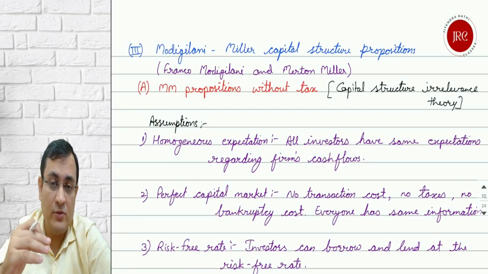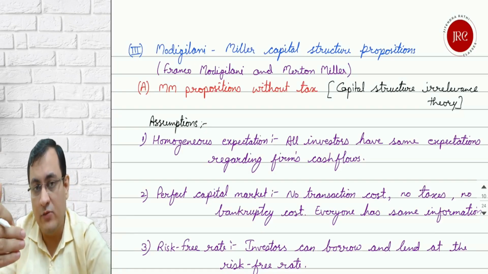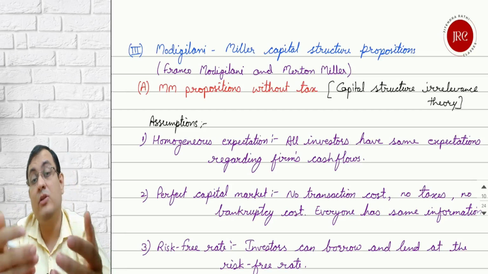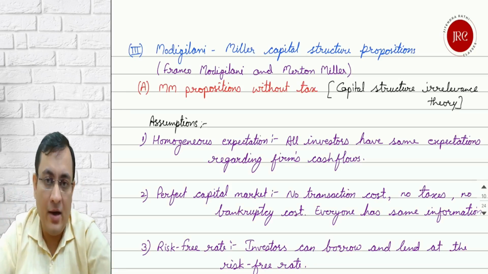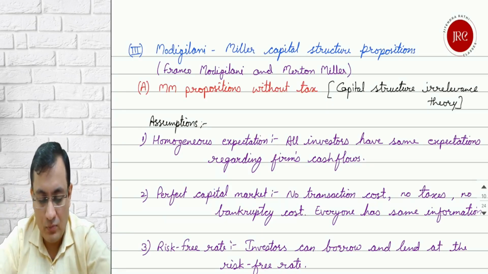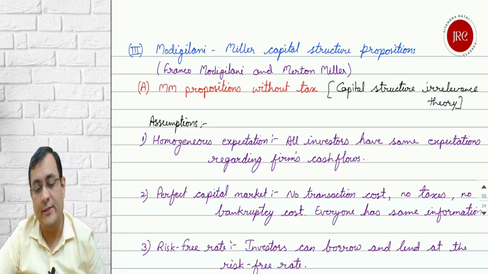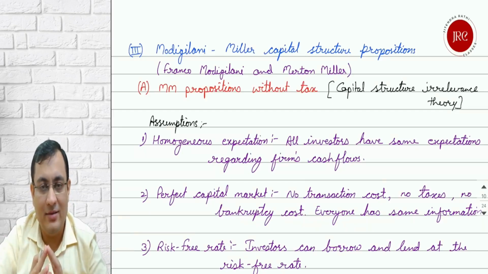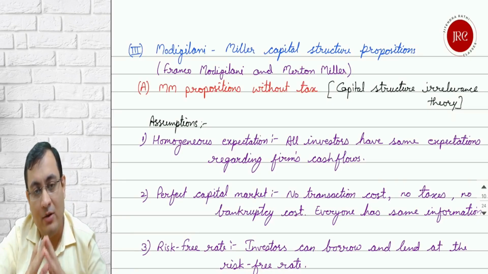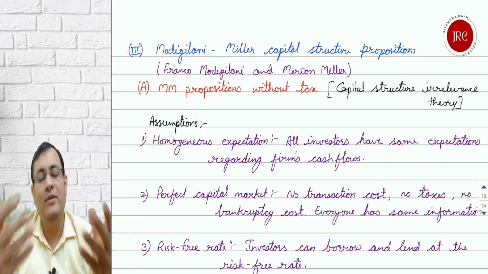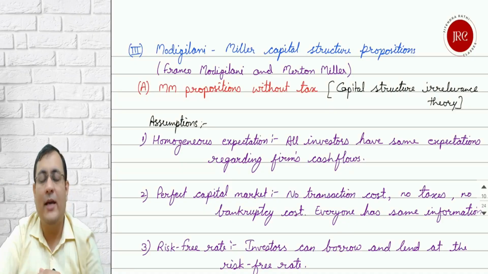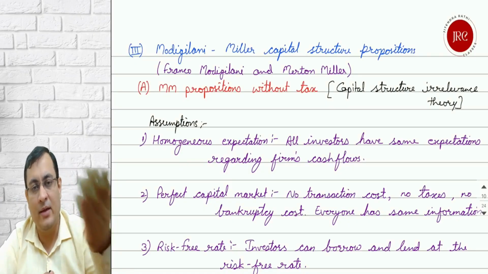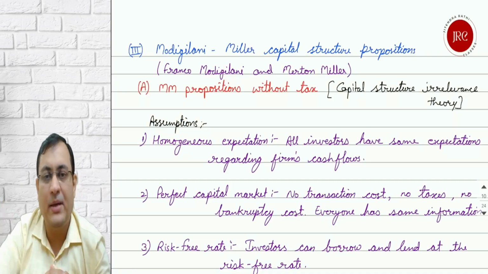This theory, first without tax, starts with certain assumptions. We have to study these assumptions also, because these assumptions are what we are going to use in the numerical part. So the first assumption: homogeneous expectation. Obviously, in the practical market there will always be heterogeneous expectations. That is why there is one person who is buying and a second person who is selling, because both have different expectations. The buyer is expecting prices to go up, and the seller is expecting prices to go down.